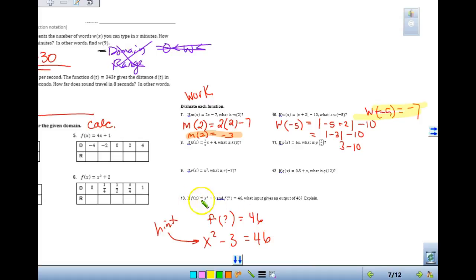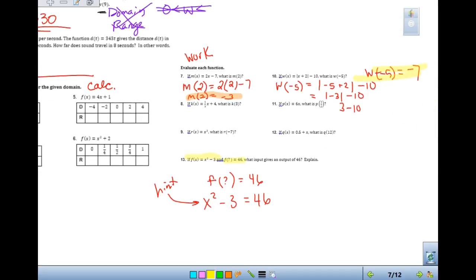Number 13 is a little different. They give you the equation f of x is equal to x squared minus 3. Then the next thing they tell us is that f of question mark is 46. So when you look at that problem today, what I want you to do is start with x squared minus 3, because that's what this f of x was, and it was equal to 46. So we're going to put x squared minus 3 equals 46.